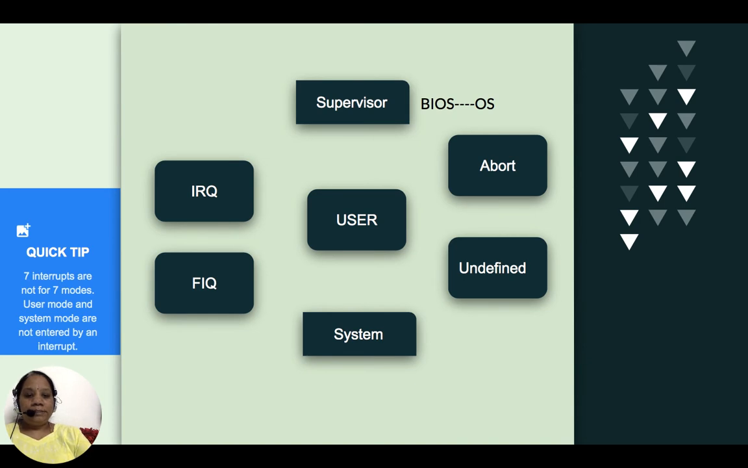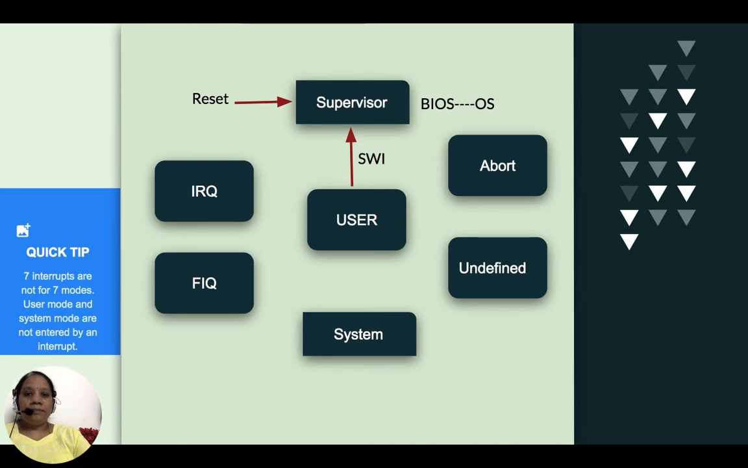In any processor, the first and highest priority interrupt is the reset interrupt. Whenever a reset interrupt occurs, we enter into the supervisor mode, right? We have seen this in the previous video also. And we have one more interrupt that helps you to enter into the supervisor mode. That is called the software interrupt.